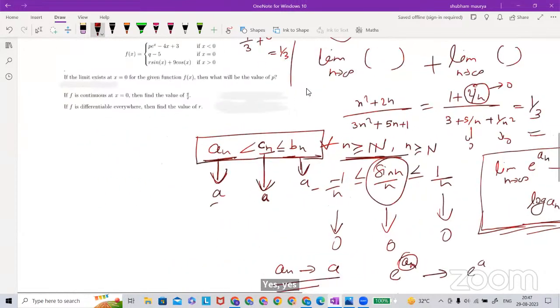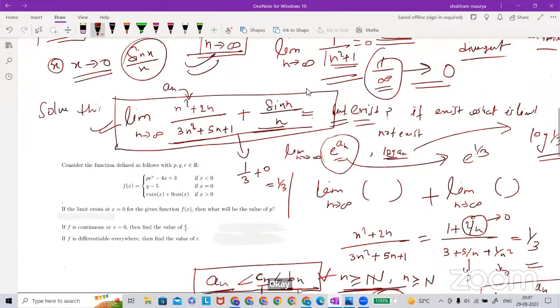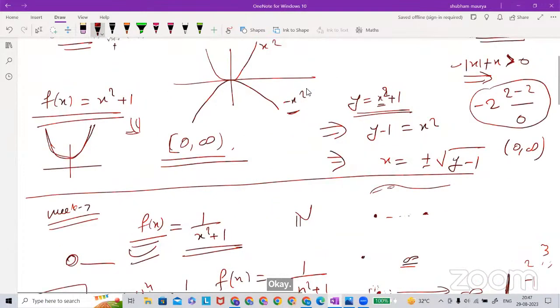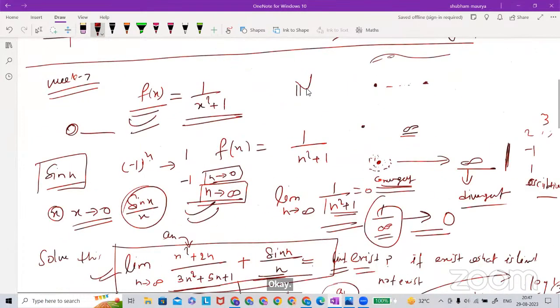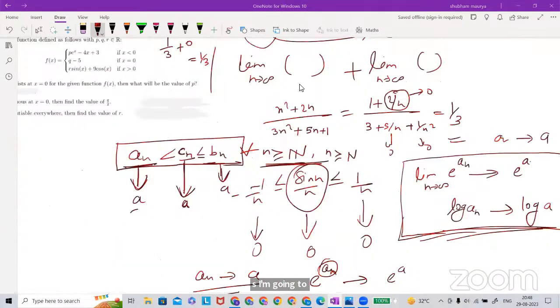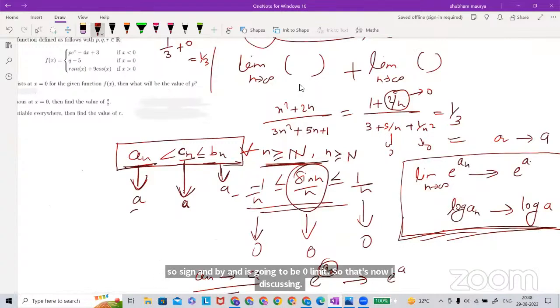Now we are going to discuss the limit thing. Once you have dealt with the limit of sequences, now comes the limit of functions. That's why the next part is what I'm going to discuss. Sin n by n is going to have limit 0, which I just discussed. This is going to be 0. And somebody in the chat is asking.